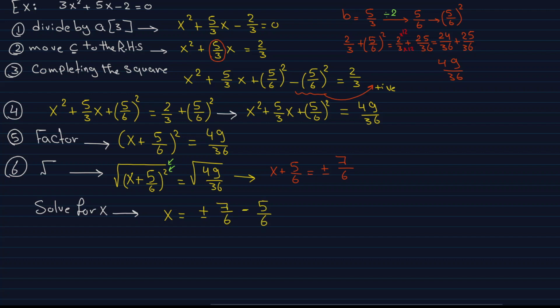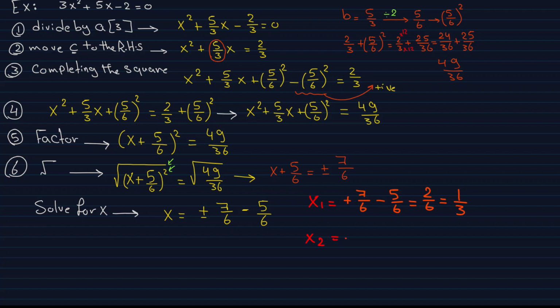From here, we will have two solutions. The first solution is when 7 over 6 is positive, and the second solution is when 7 over 6 is negative. We're going to have x1 equal and x2 equal. So x1 will be equal to positive 7 over 6 minus 5 over 6, which will give us 7 minus 5, 2 over 6, equal to 1 over 3.